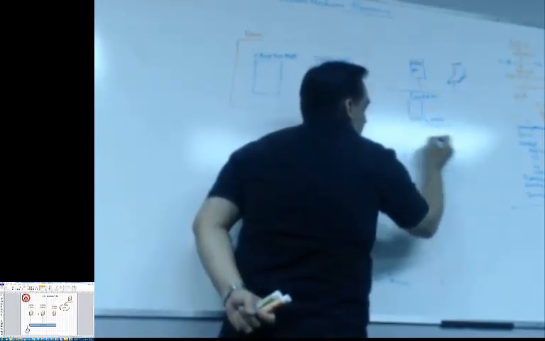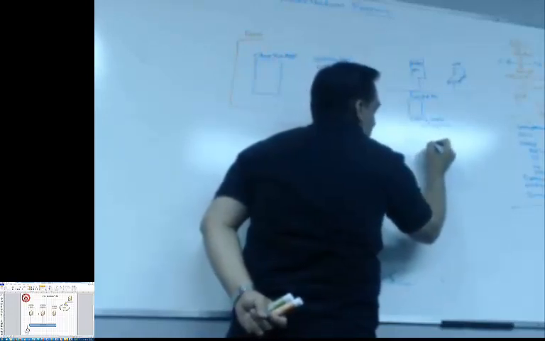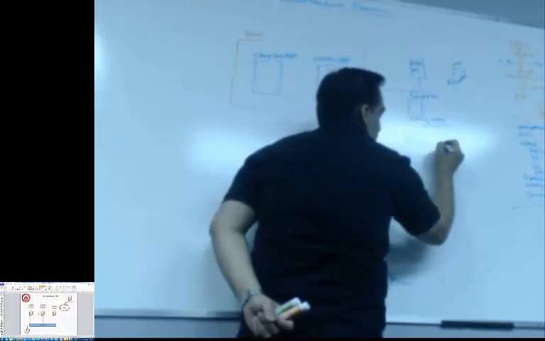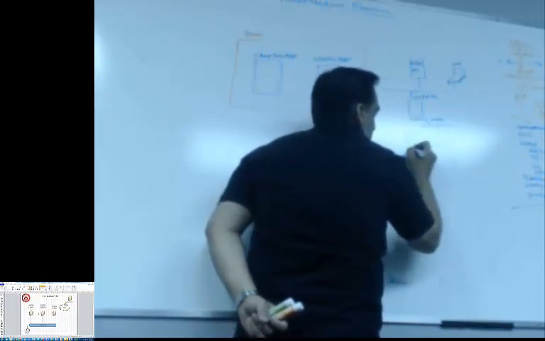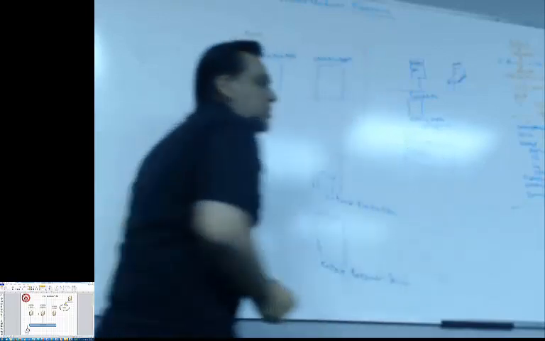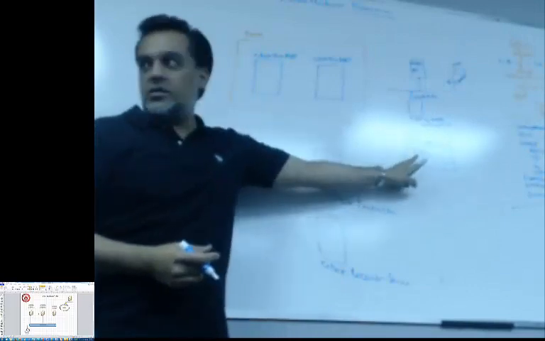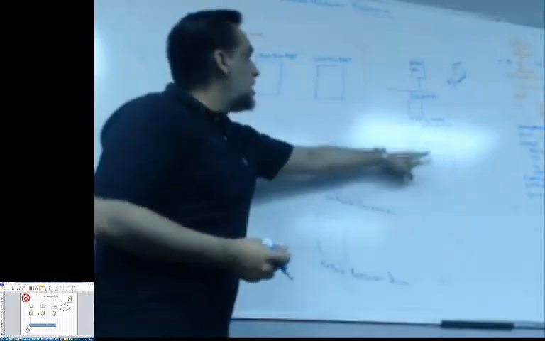Citrix web. And in this, the user will see all the applications. Word is here, Excel is here, Skype is here. So this is web interface. So users basically connect from any client to this. From here, they'll be connected to the farm.